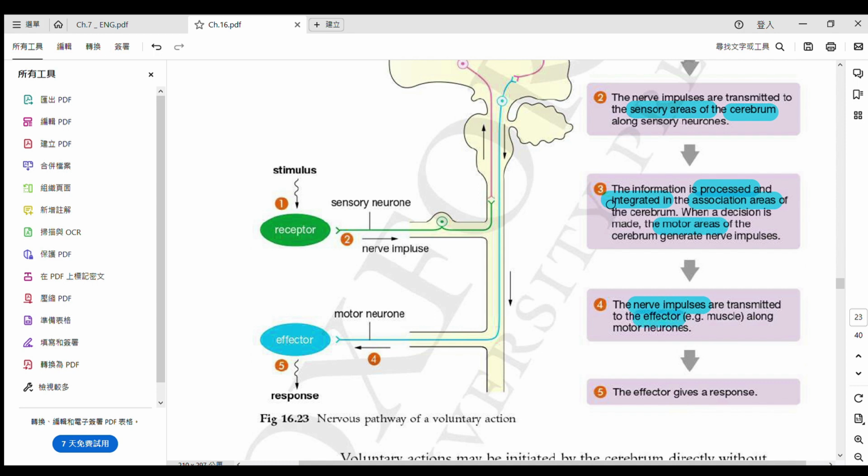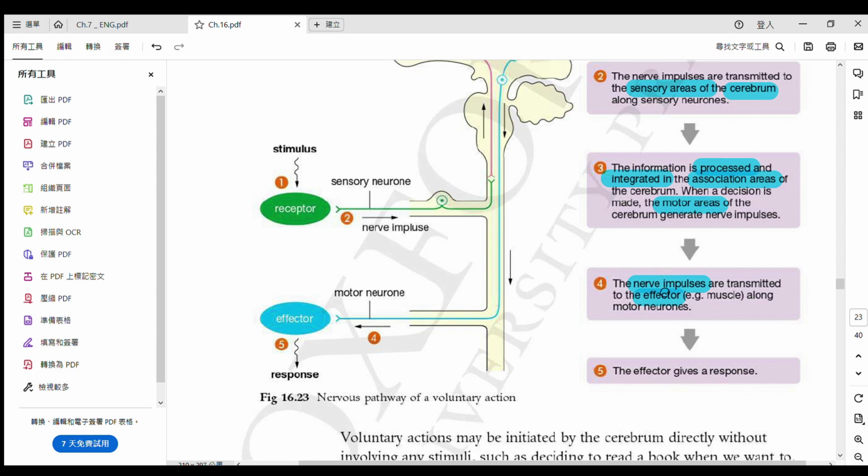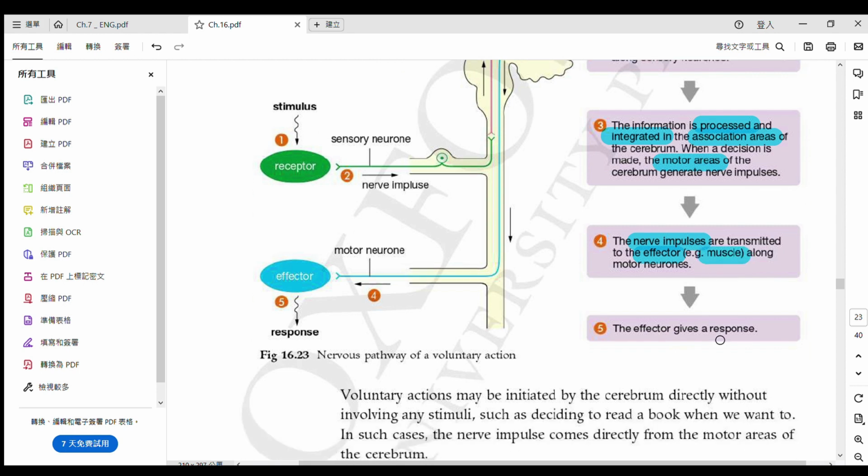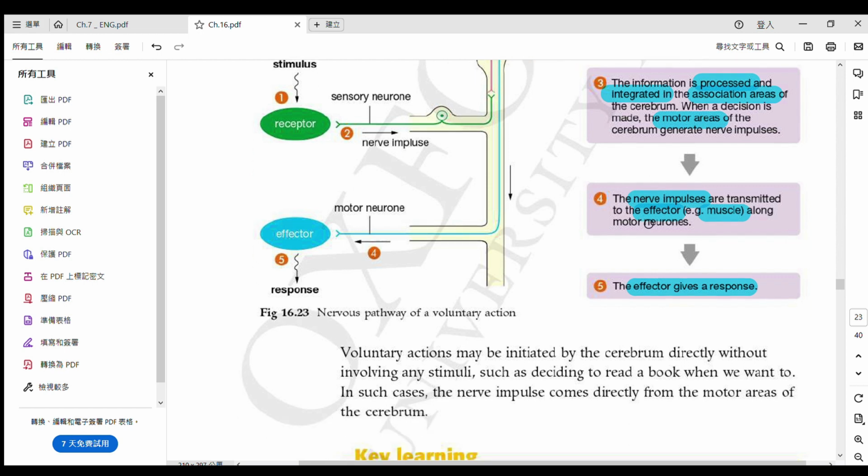To go through it quickly: it goes to the sensory area of the cerebrum, then to the association area for processing and integration. Finally, after you make a decision, it goes to your motor area. The motor area generates a nerve impulse and it goes to your effector, and most of the time we're talking about muscles. Eventually the effector will give a response. These 5 steps we've been repeating over and over again, but it is still important, and we'll talk about them in the last part.